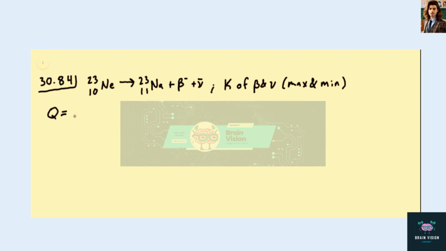We should focus on getting this, and then the max and min of these is going to be sort of obvious. So the Q value is going to be c squared times the mass of the neon, which is given in the text of the problem, minus the mass of the sodium, also given in the text of the problem. This is 4.6 mega electron volts. By using the atomic masses, this accounts for the emitted electron, our usual way of doing things.